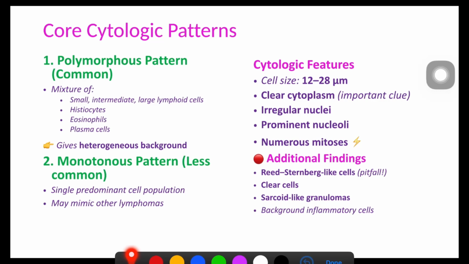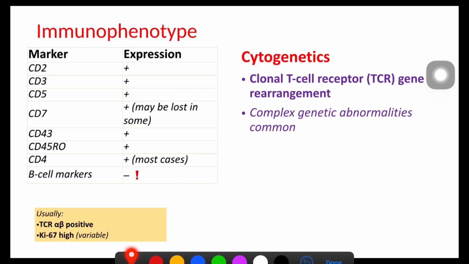Polymorphous pattern and monotonous pattern. These are two patterns. Polymorphous pattern is common, where you find a mixture of small, intermediate, large cells, histiocytes, eosinophils, plasma cells, so giving a heterogeneous background. Less commonly you will find a monotonous pattern, which has a single predominant cell population and may mimic other lymphoma. Here the cell size is 12 to 28 micron, clear cytoplasm, which is an important clue, irregular nuclei, prominent nucleoli and numerous mitoses. Additionally, sometimes Reed-Sternberg-like cells and clear cells or sarcoid-like granulomas may be seen along with inflammatory cells in the background.